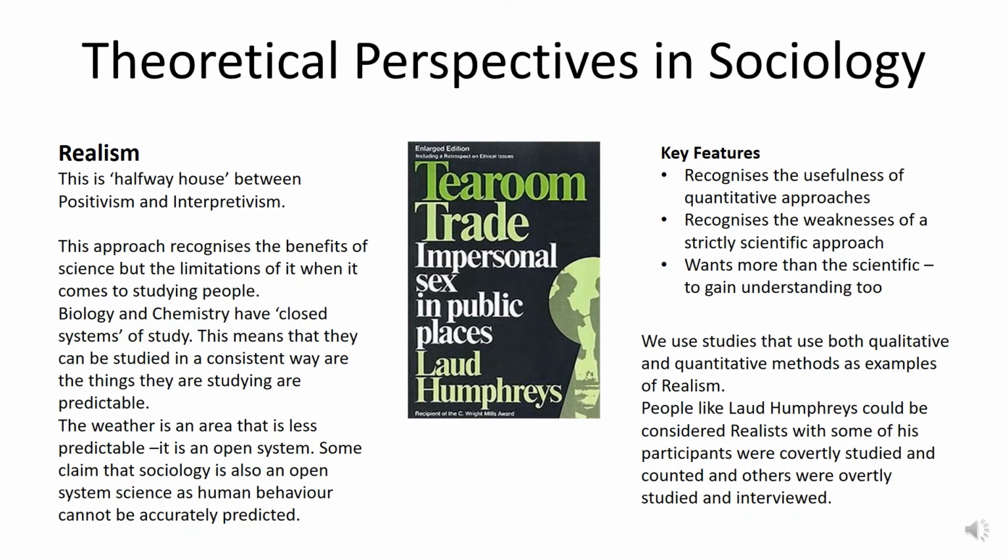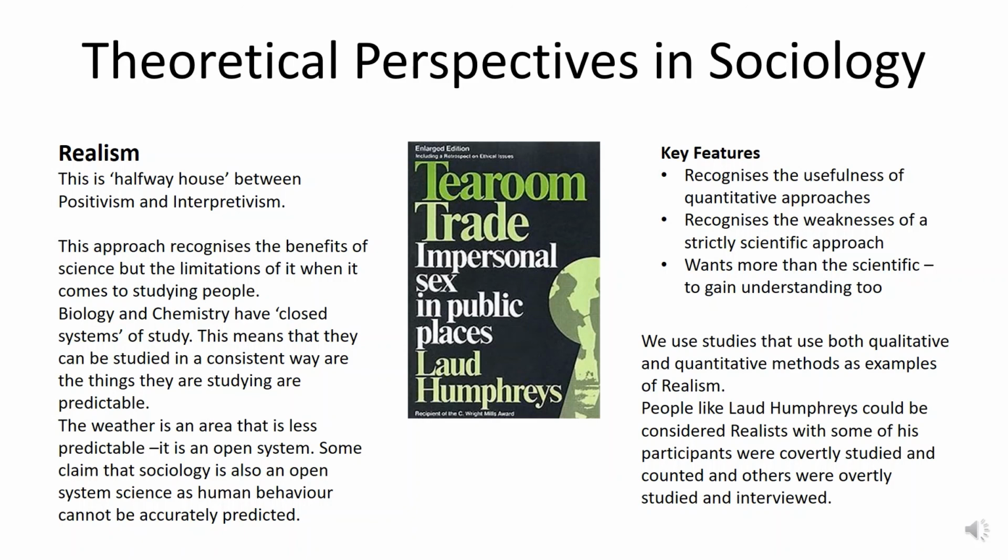But there's a difference between the kind of science that biology and chemistry offer us, because they are described as being closed systems. They have very few variables, so you can study them in quite a consistent way, and a way that isn't going to vary. But in terms of society, people are quite unpredictable at times, so they can't be studied quite the same way.